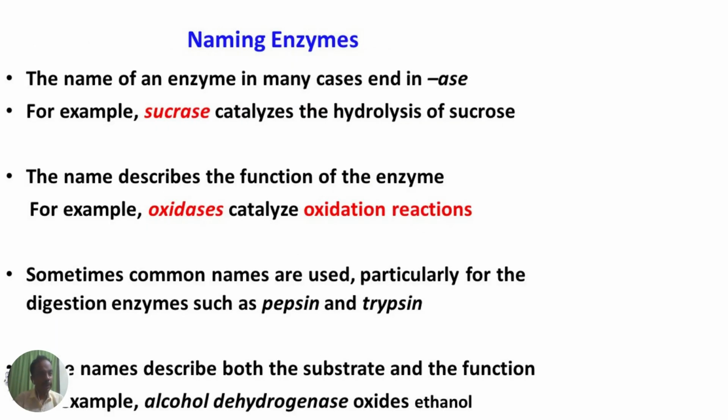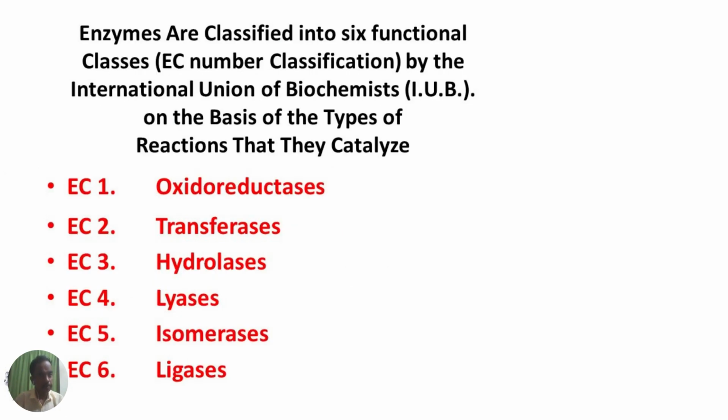So coming on to a very important part, which is the naming of enzymes. As you all know, 'ase' is the last term which denotes an enzyme, like sucrase, oxidase, all these enzymes. Sometimes there are enzymes which have alternative names, like pepsin and trypsin, which are digestive enzymes. There are also names which contain dehydrogenase, like ethanol dehydrogenase, or transaminase. All these are other types of enzyme naming.